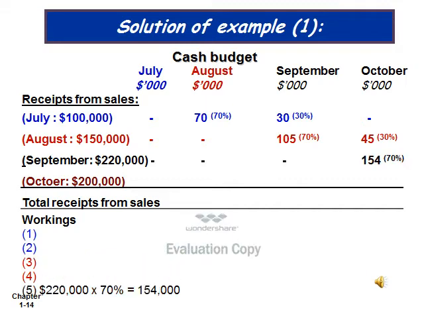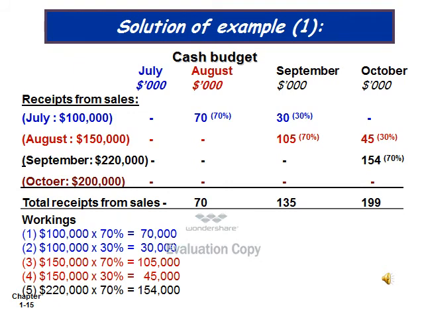The sales revenue in September is 220,000. Kindly look under the table. 220,000 times 70% equal 154,000. This amount is 70% from sales revenue. What about the remaining? What about the 30% of sales revenue? The remaining will be received in November. That means it's the ending balance of October.